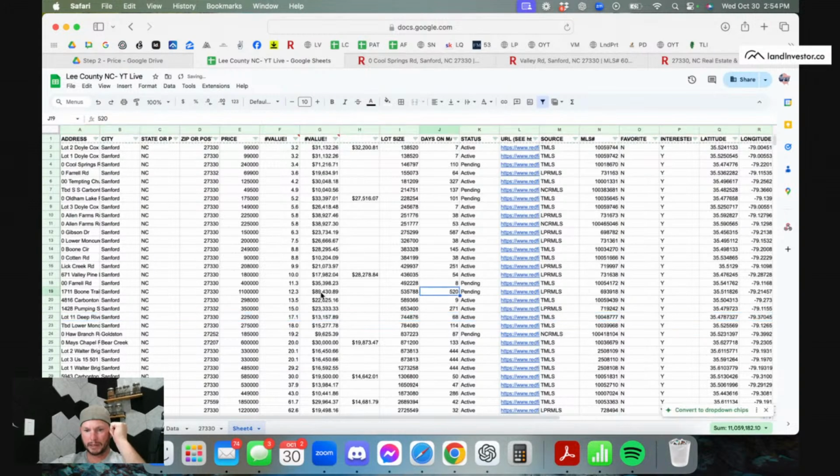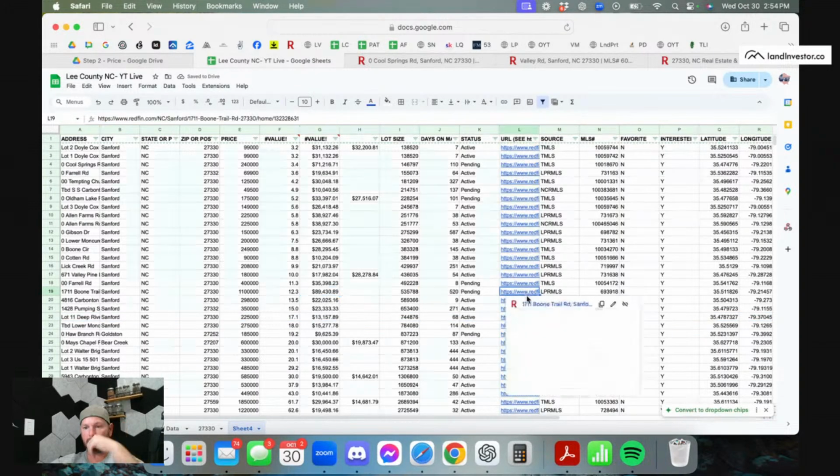Cool. Anything that's 89K an acre, it's pending. Wonder why.